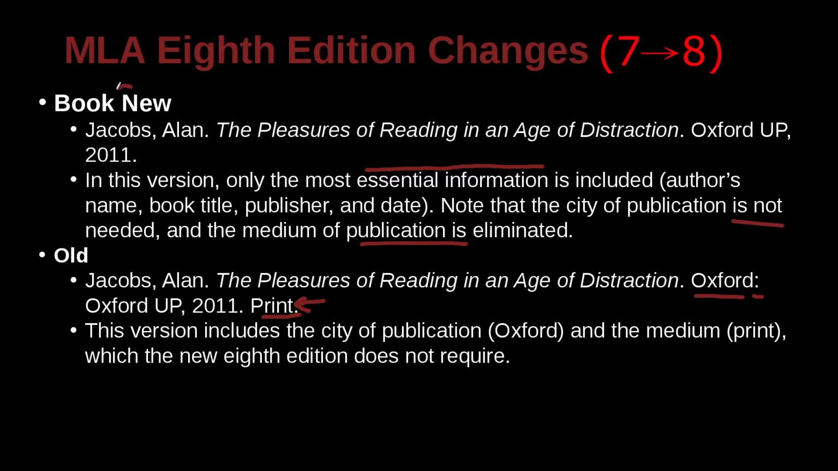So this is the new way. The author, the name of the book, then Oxford UP, which is the publisher, and then the date. So I got that a little bit confused there. That's not actually the city, that's the publisher.